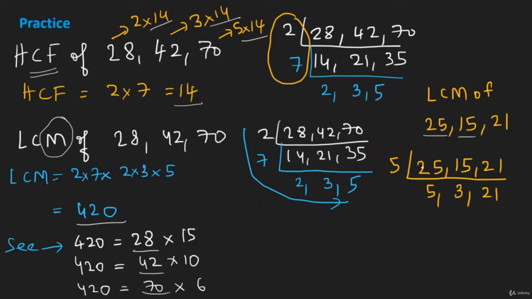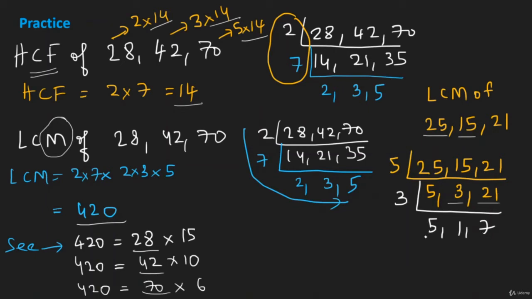So over here, 25 by 5 is 5, 15 by 5 is 3. And 21 is not exactly divided by 5, or 5 is not a factor of 21. Therefore, we write 21 as 21 itself over here. Now, among 5, 3 and 21, is there any common factor that I can take out? No, there is no common factor for all the three. But among 3 and 21, I can see that I can take out 3, right? So let me take out 3, and 5 cannot be divided perfectly by 3, so I write 5 as 5 itself. 3 divided by 3 is 1 and 21 divided by 3 is 7.